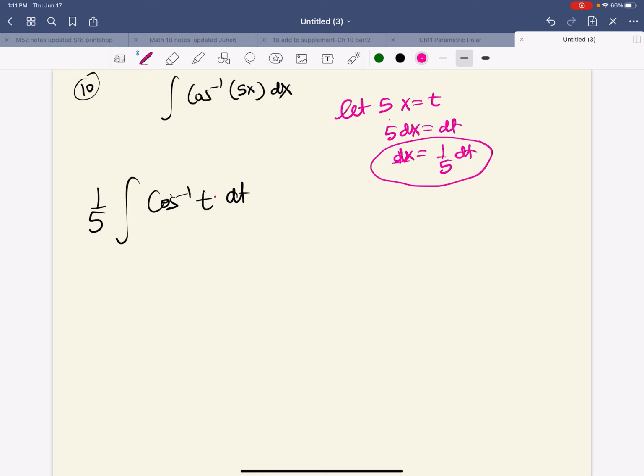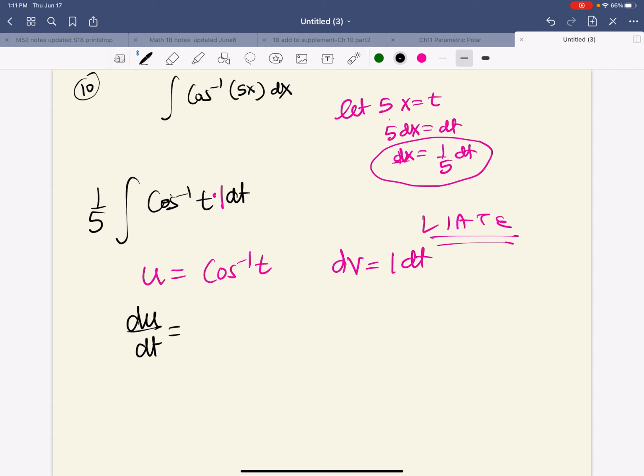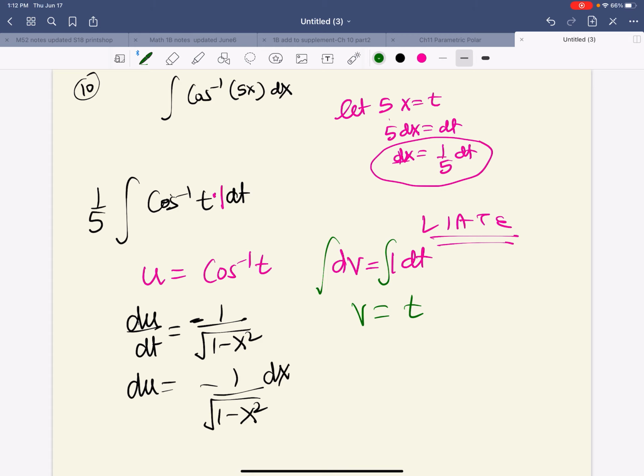Now if I don't have another function, I'm going to just write times 1, and then I get to decide which one of these will be my u. LIATE tells me that inverse trig function comes before the algebraic function, so u would be my cos inverse t, and dv would be 1 dt. Now it is time to do the derivative. du would be negative 1 over the square root of 1 minus t squared dt. And if I go ahead and perform the integration here, then v is going to equal t.